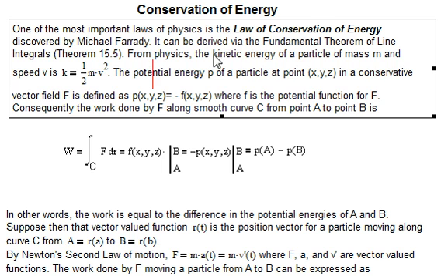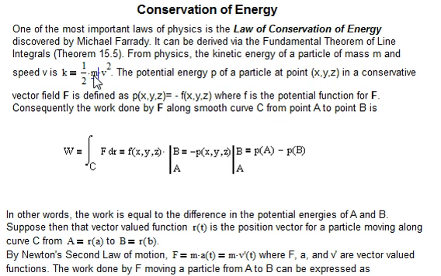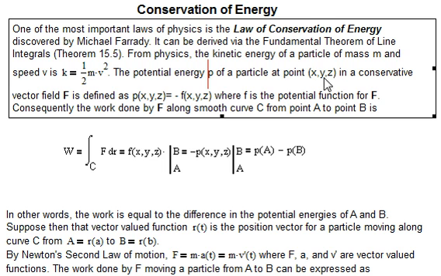So from physics, the kinetic energy of a particle of mass m and speed v is 1/2 m times the square of the velocity. The potential energy P of a particle at point xyz in a conservative vector field is defined as P of xyz, which is the negative of f of xyz, where f of xyz is the potential function for the vector field F.